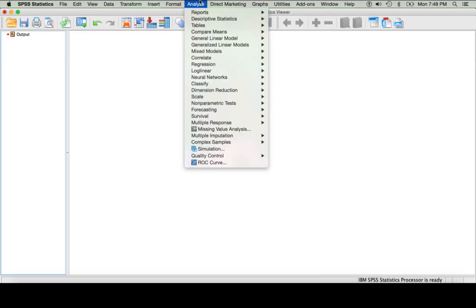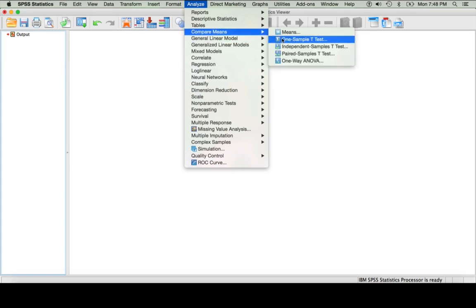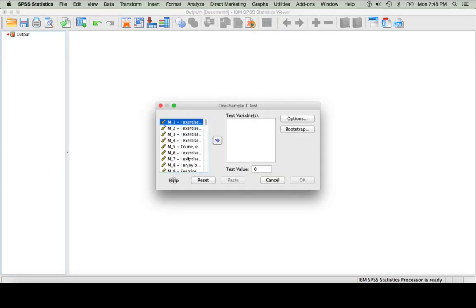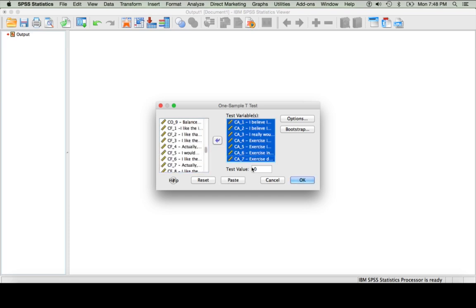In this case, we're going to do what's called a one sample t-test. So we go to compare means, and then we go one sample t-test. Click on that. And then we're going to migrate the variables that we want to compare over. So for this one, why don't we look at current attitudes? And we'll select those 7. We'll move them over to the test variable there.